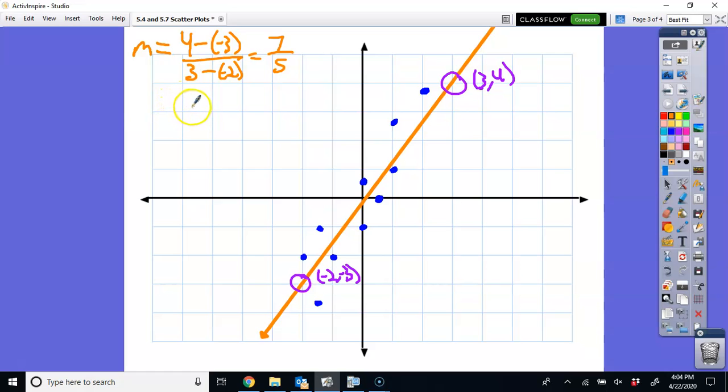Now, this one's a little trickier because my y-intercept is not real pretty right here. So I'm going to use the point (3, 4) over here, and I'm going to use my slope of 7/5, and I'm going to use my y equals mx plus b to find my equation. So my y value is 4, my m is 7/5, my x is 3, and I'm going to find the missing b value.